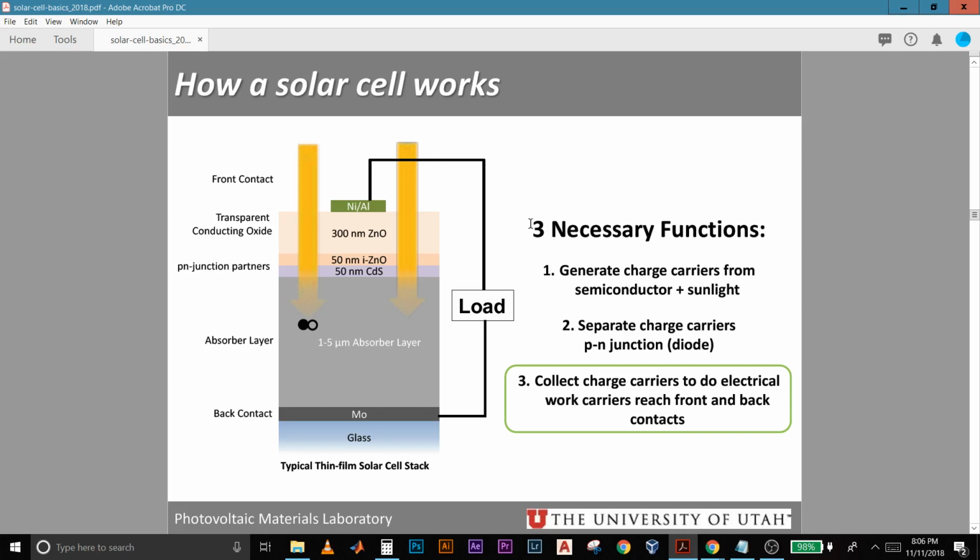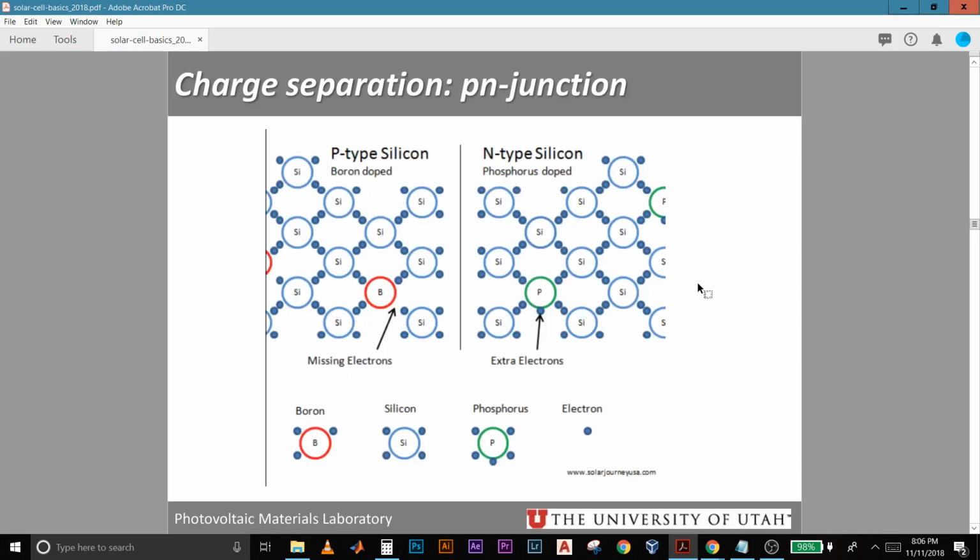Now, the three necessary functions which this device does are, first, to generate charge carriers from semiconductors and sunlight, second, to separate these charge carriers using a pn-junction diode process, and finally, to collect the charge carriers to do electric work, which is basically to power this load. So here we see the science behind the creation and charge separation in PN junctions. Actually, we can look at this video which describes this in good detail.